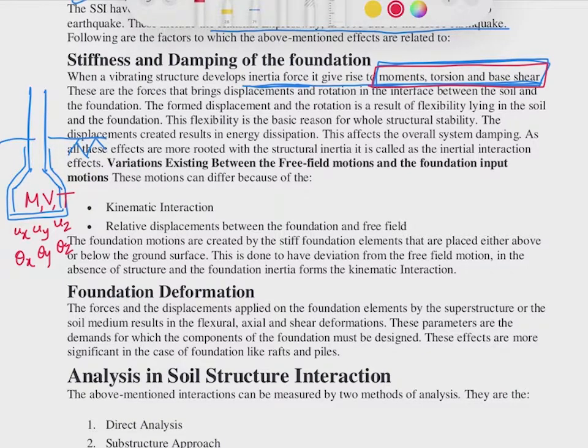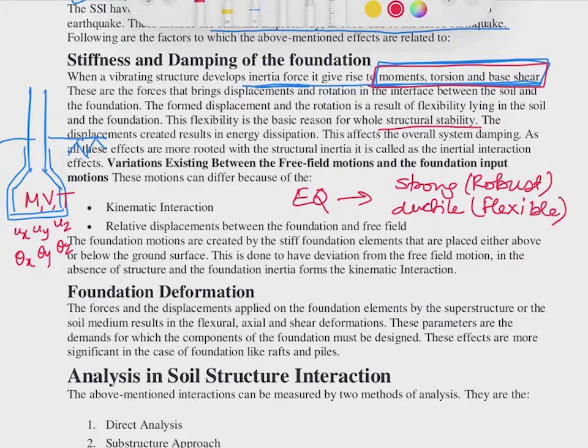The displacement and the rotation are a result of flexibility lying in the soil and the foundation, and the flexibility is the basic reason for whole structural stability, because all these displacements and rotations are a result of flexibility, and you can't make a structure rigid in case of an earthquake. In an earthquake, what we try to do is make a structure both strong as well as ductile. So ductile means what? Flexible, because a flexible structure can absorb the energy coming from the outside forces. It can absorb by deforming, but it is strong enough that it will not crack, or it will not develop any permanent deformation. It's ductile. It will restore itself to its original position.